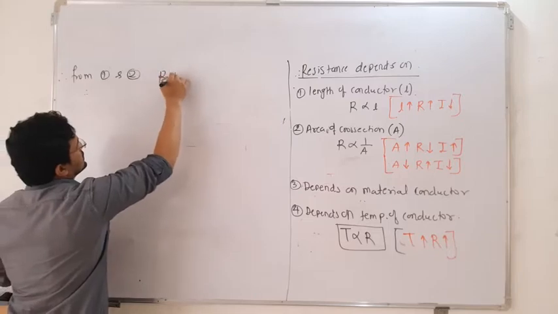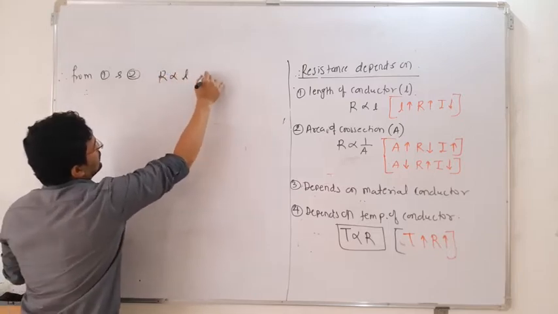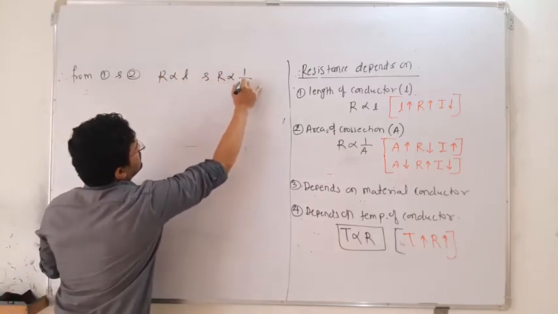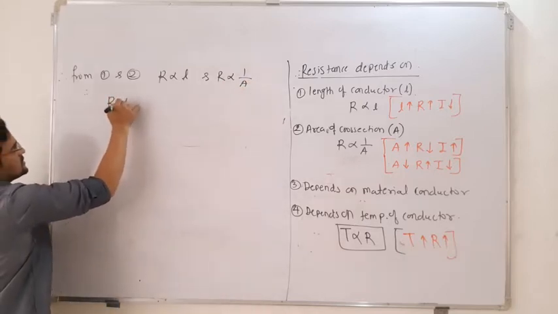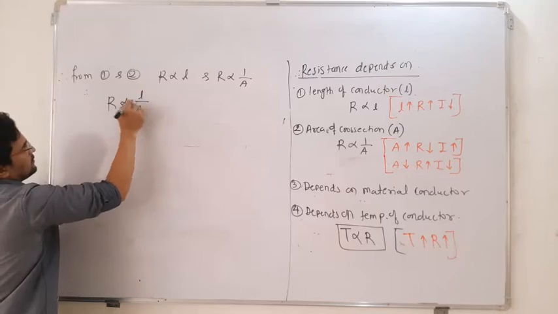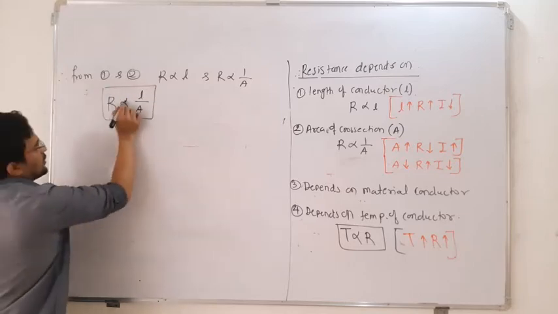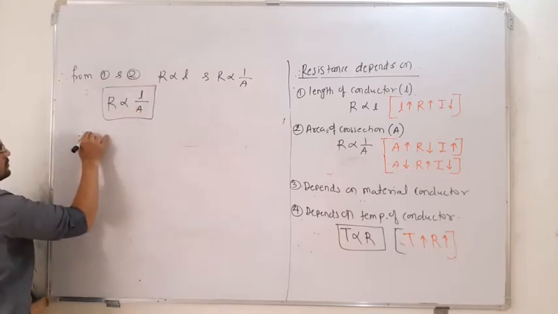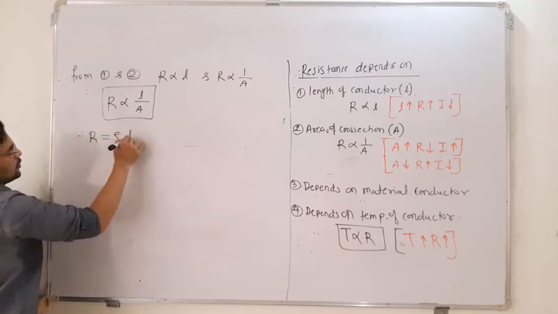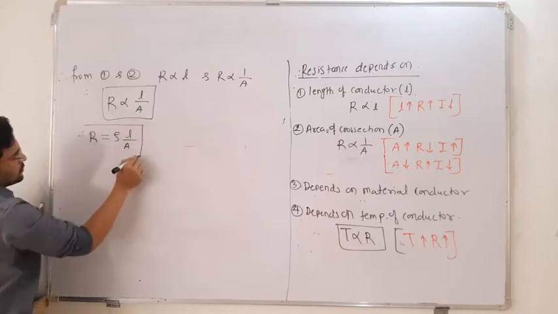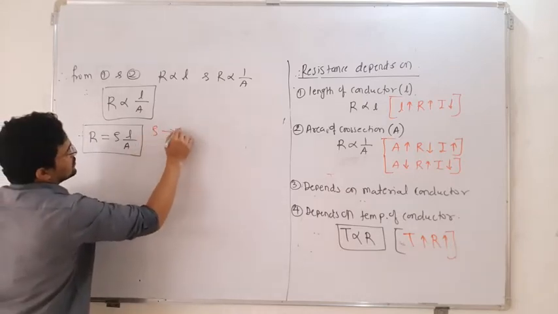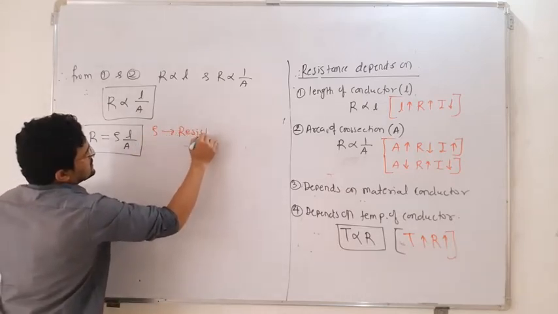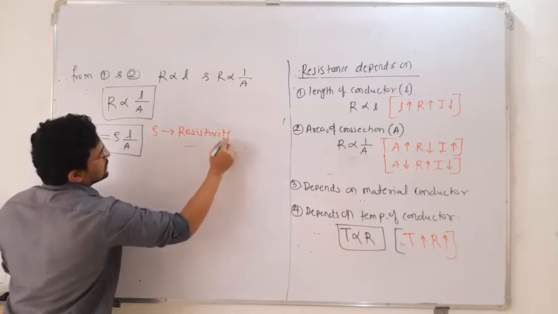Resistance is directly proportional to L, and resistance is inversely proportional to A. Combining 1 and 2, resistance is directly proportional to L by A. If you remove the proportionality constant, you get resistance equal to rho L by A, where this rho is nothing but resistivity.